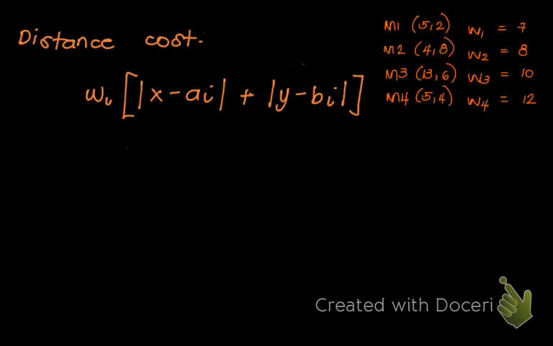Now, for us to solve the distance of the following allocation, we have the following general formula. The weight sub i, multiplied by the absolute value of x minus a sub i plus the absolute value of the difference of y minus b sub i, where x and y represent the location of the new facility and a and b represent the x and y values of the existing facility.